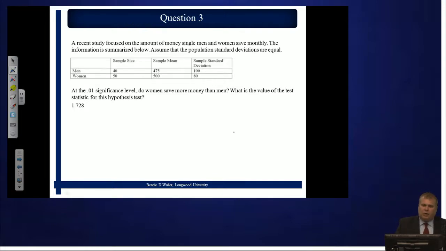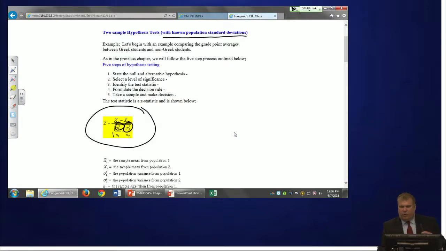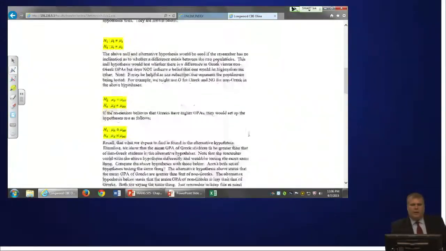This one also is a study between men and women and what they save. The information is summarized below. Assume the population standard deviations are equal. Okay? Now, it assumes they're equal, but it gives us a sample standard deviation. So we don't know the population standard deviation. So I'm going to tab over and show you which one you're going to need to use here.